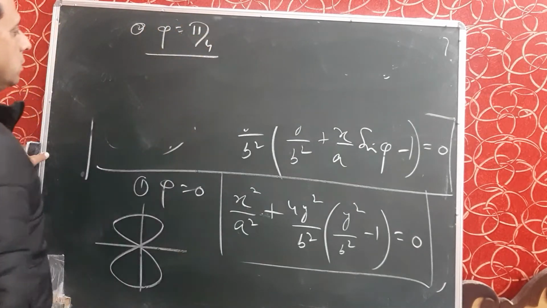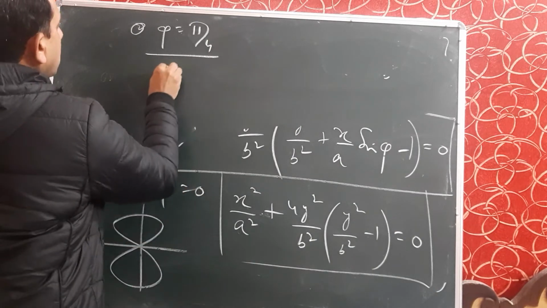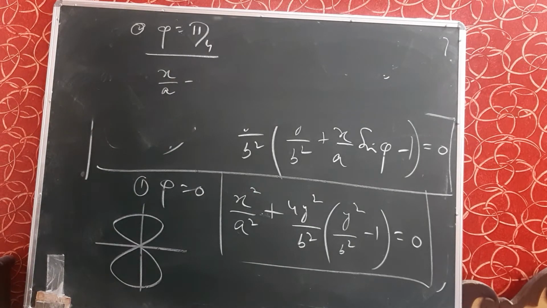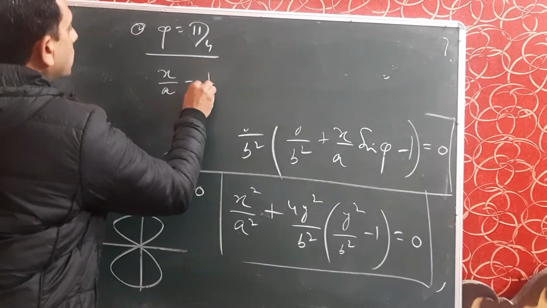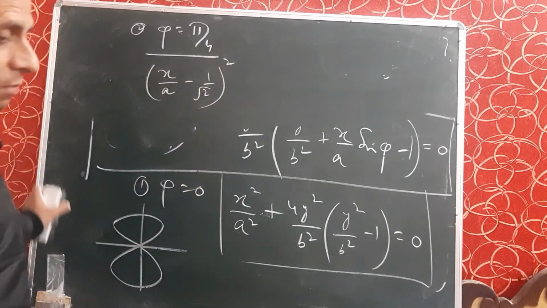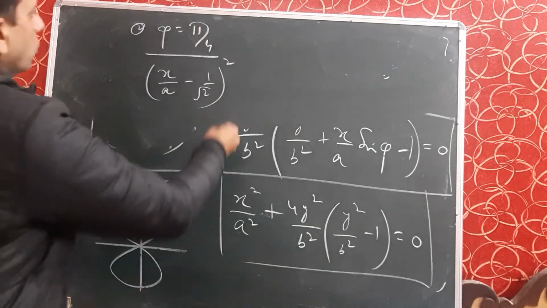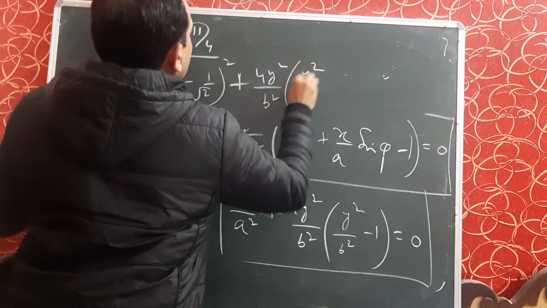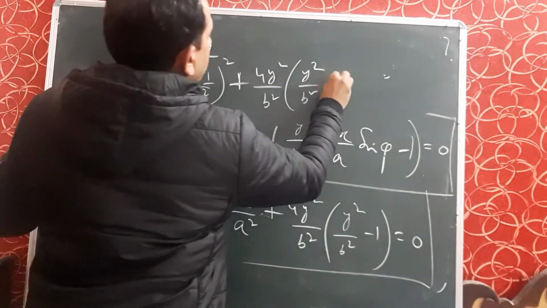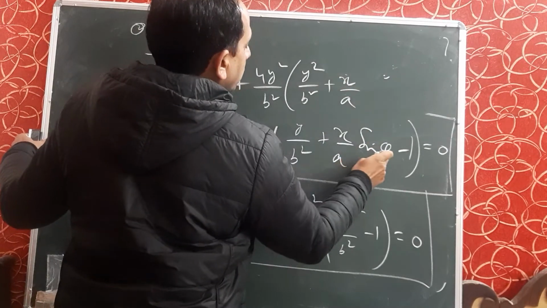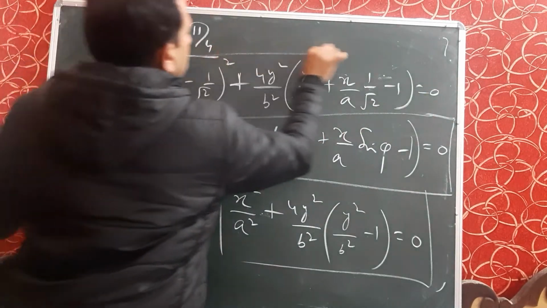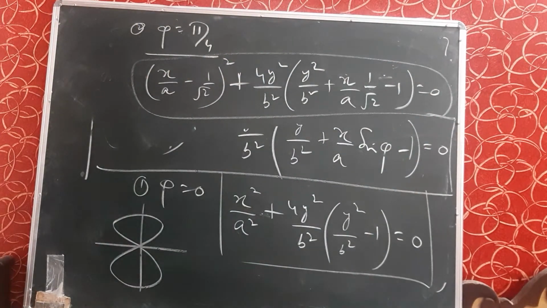Similarly, you will get the second case on putting φ equal to π/4. So you can find x/a minus sin π/4, that is 1 by root 2, and whole square, plus 4y²/b², and plus x/a into sin π/4, again 1 by root 2, and minus 1 is equal to 0. So this is the equation which we will get after putting the value φ equal to π/4.